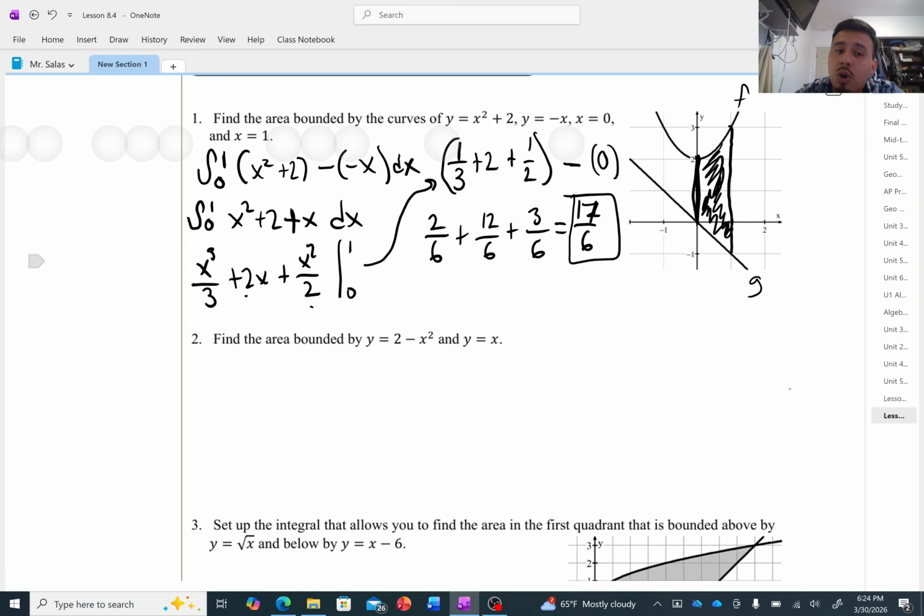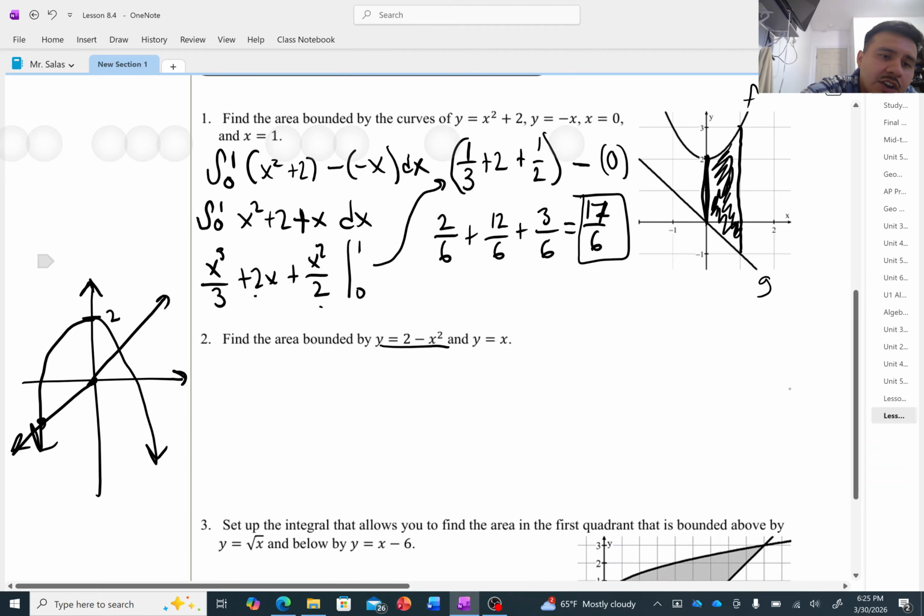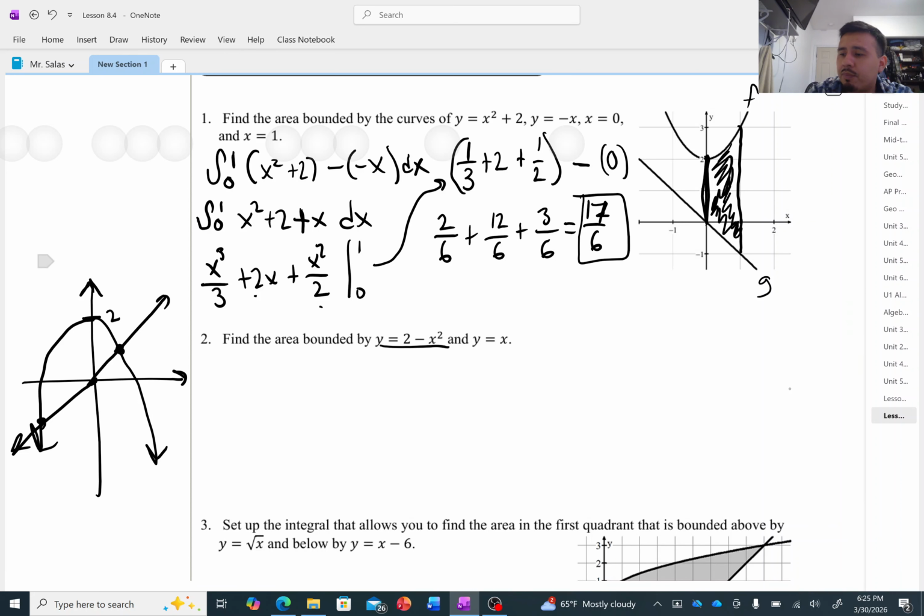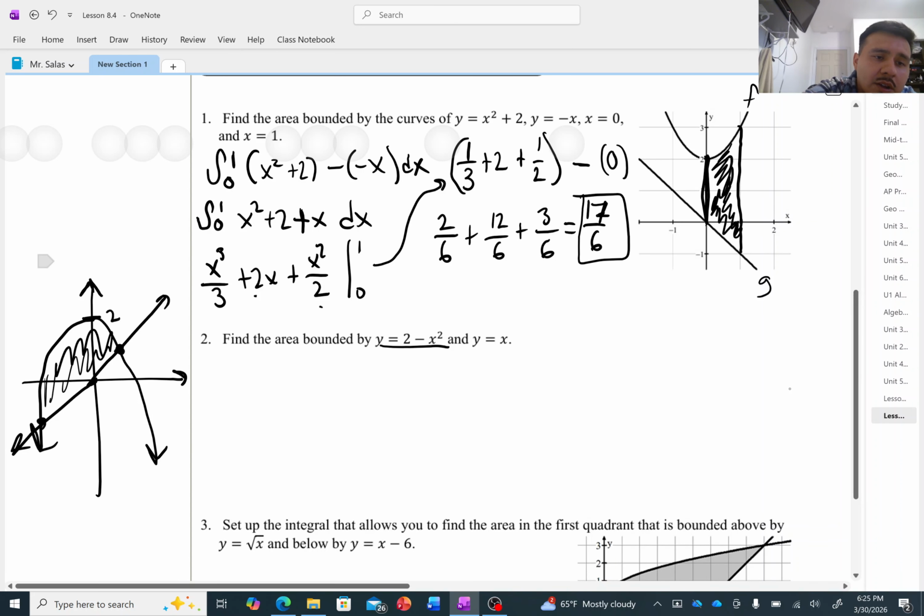Now, my line is y equals x. So I know my line is going to intersect here through the center, and it's going to go this way. Right? So that means I have an intersection here and some intersection here. I want to find the area bounded in this chunk right here. Quick little sketch right there. Okay.